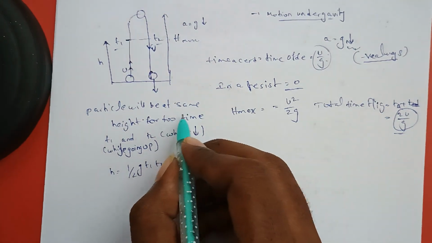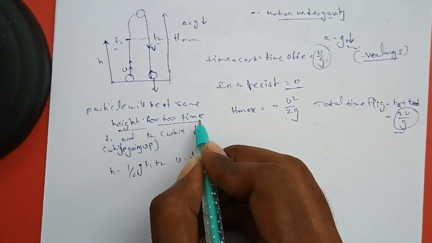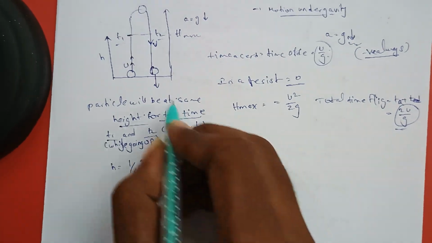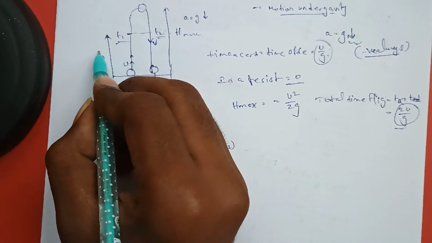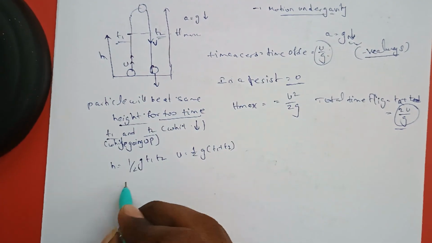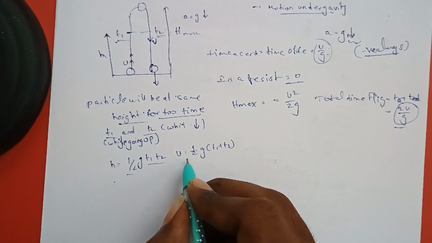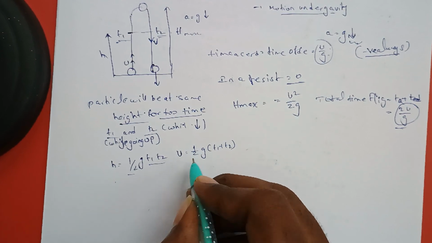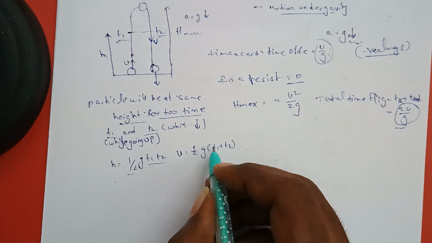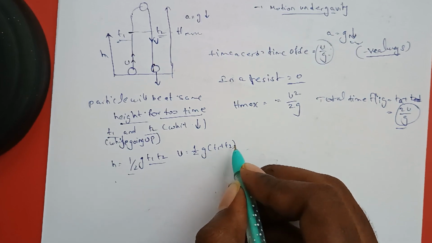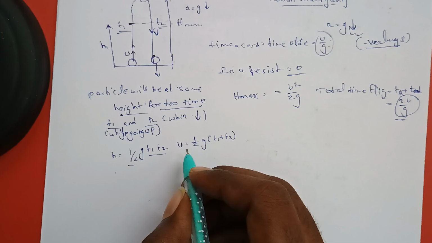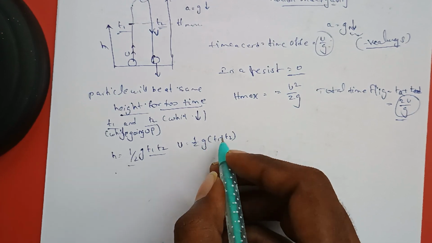The particle will be at the same height two times, at t1 and t2. At the same height h, h is equal to half g t1 into t2. The velocity will be half of g into t1 plus t2. In this case, air resistance will be 0.